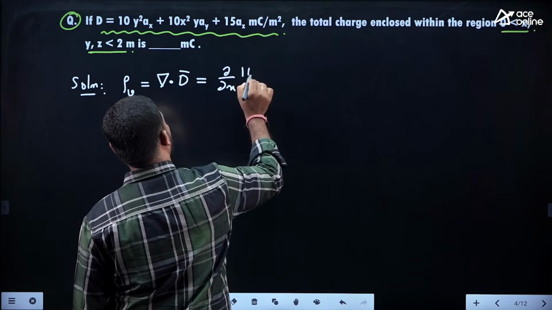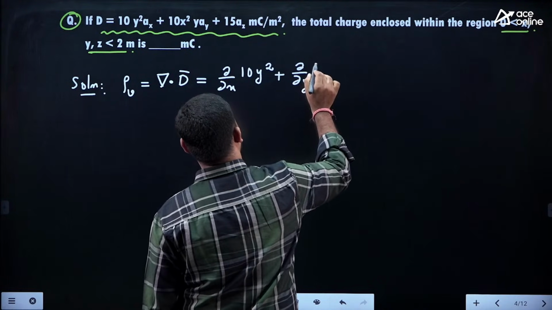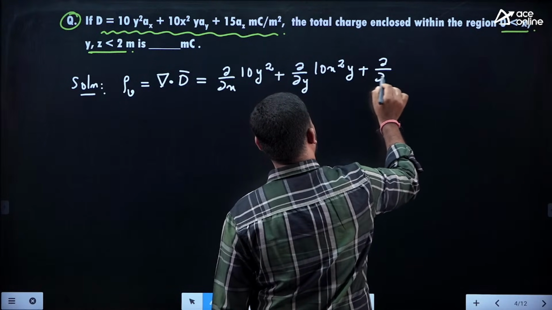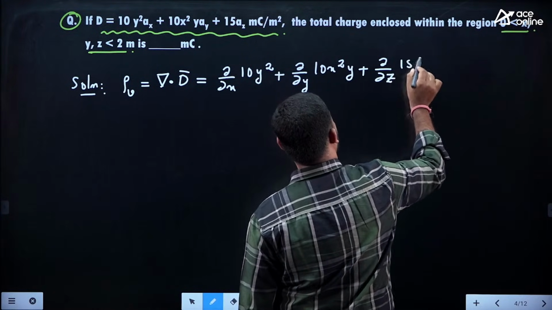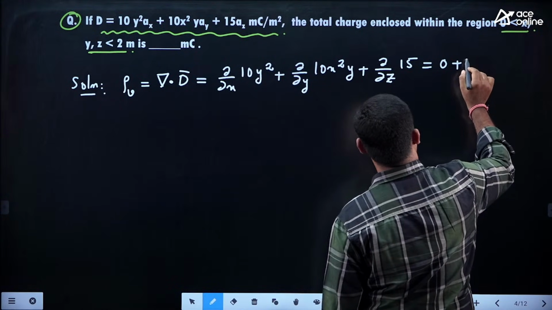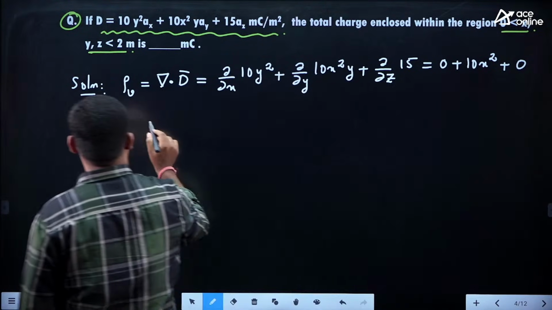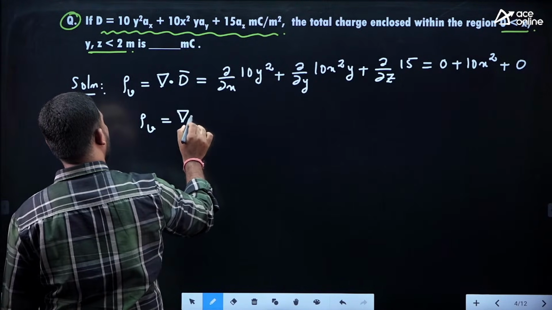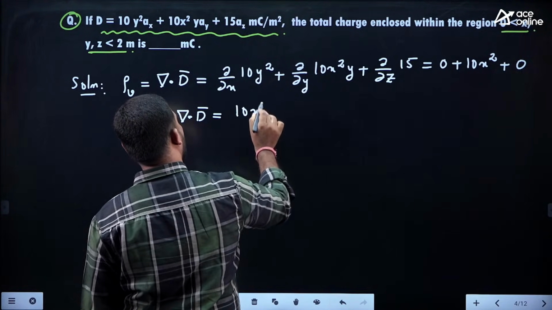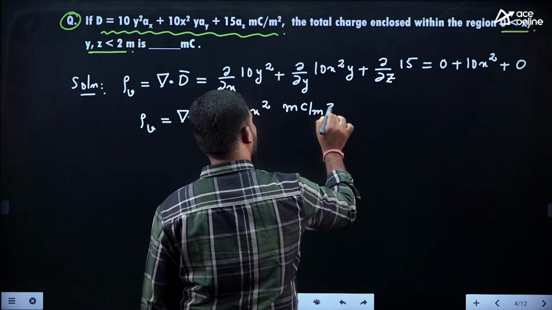Dou by dou x of 10 y square, plus dou by dou y of 10 x square y, plus dou by dou z of 15. So this will become 0 plus 10x square plus 0. So rho v is equal to divergence of D, which is equal to 10x square millicoulomb per meter cube.